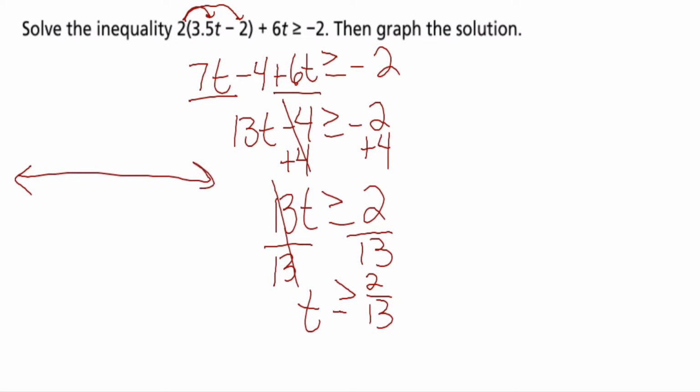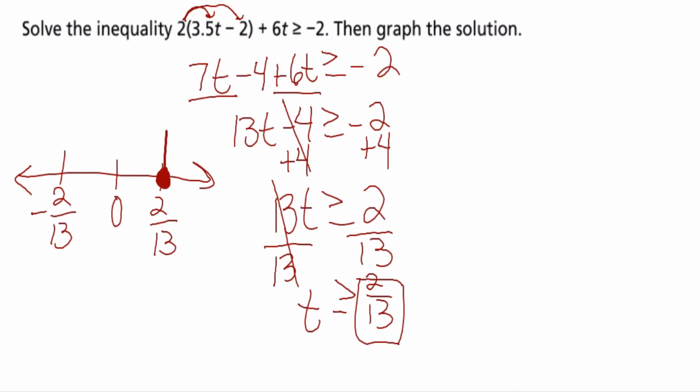I'm going to do a really simple graph. I'm going to add 0, -2/13, and +2/13. Now we have to figure out where our circle should go, and we know it should go on +2/13. Now we have to figure out if it's going to be open or closed. In this case, it says greater than or equal to, so I'm going to shade it in. It's supposed to be a closed circle.